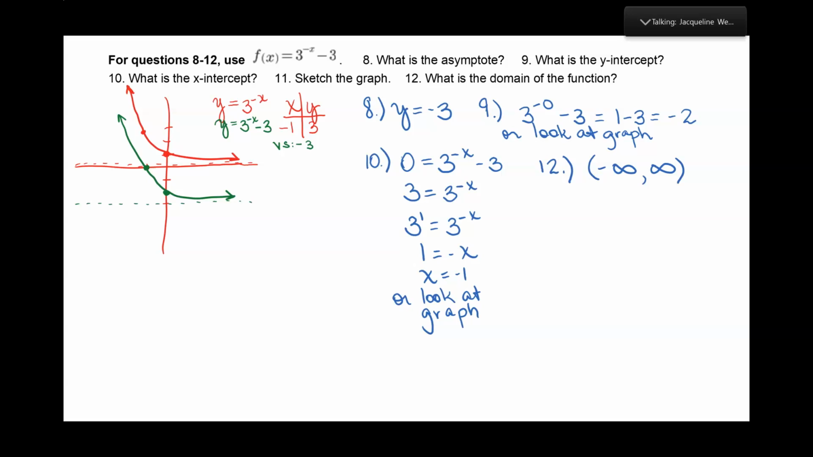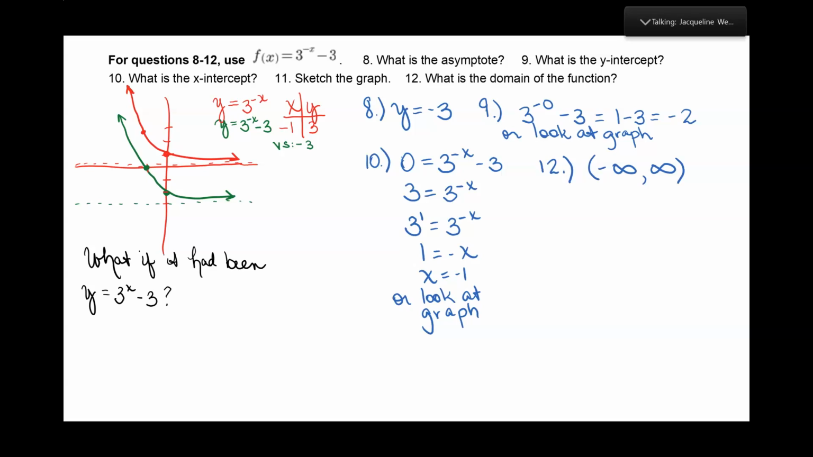Okay, then for 13 through 17, we wanted to graph our logarithm, all right? So remember, with the exponential, we've got the two landmarks. We've got the horizontal asymptote at 0 and the y-intercept at 1. Because exponentials and logarithmics are inverses, x and y switch places.